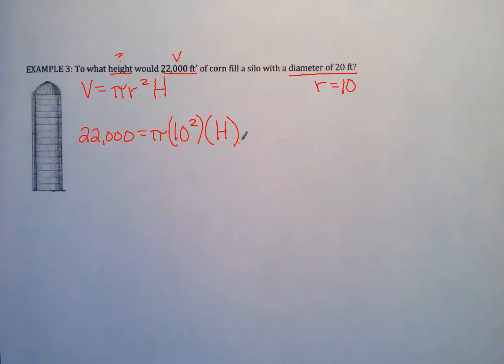So, would you divide by the pi or would you leave the pi with the h? Nope, you divide by the pi. You have to get h by itself. But again, you can leave pi in your answer. So this is 22,000 equals 100 pi times h. So would you divide by the 100? You could divide by 100.